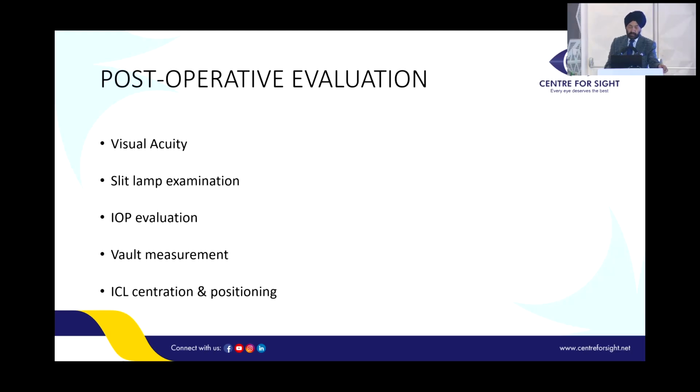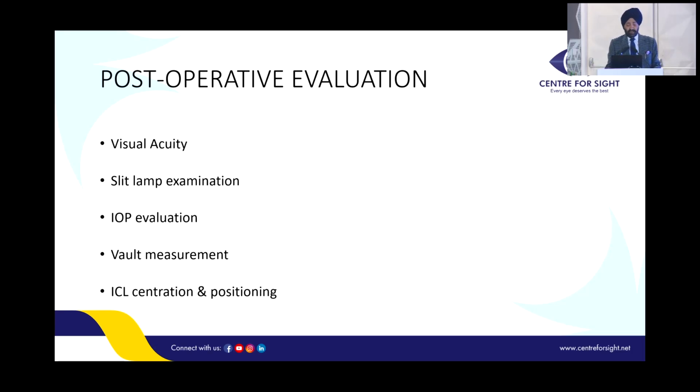Slit lamp examination is obviously important to rule out any corneal inflammation. IOP pressure and vault measurement are also important. The preferable vault is about 350 to 700, but patients can survive without getting cataracts or pressure problems, even if the vault is more or less than this.